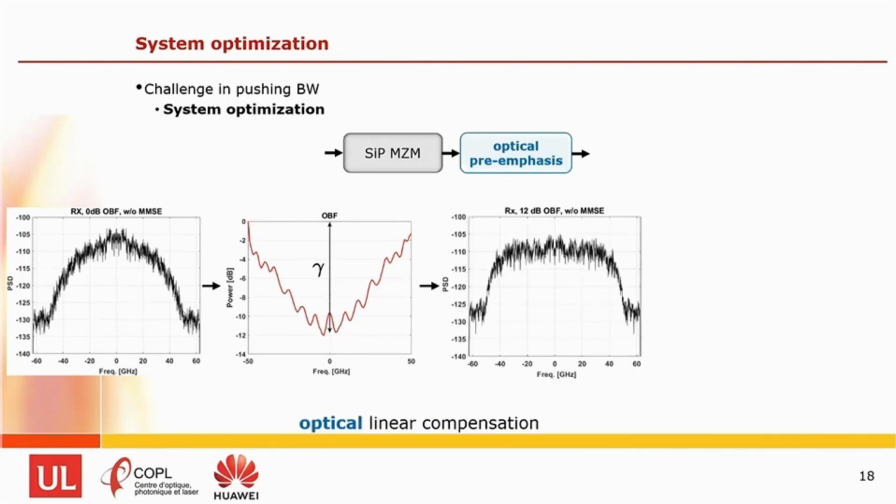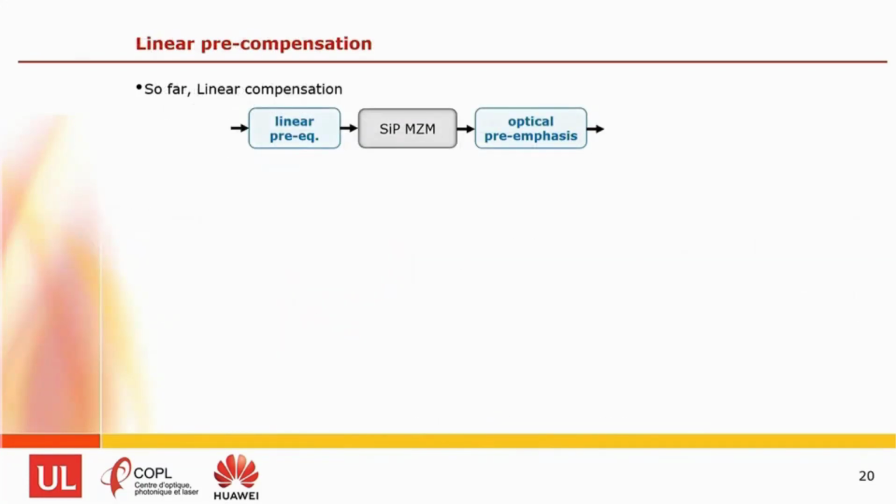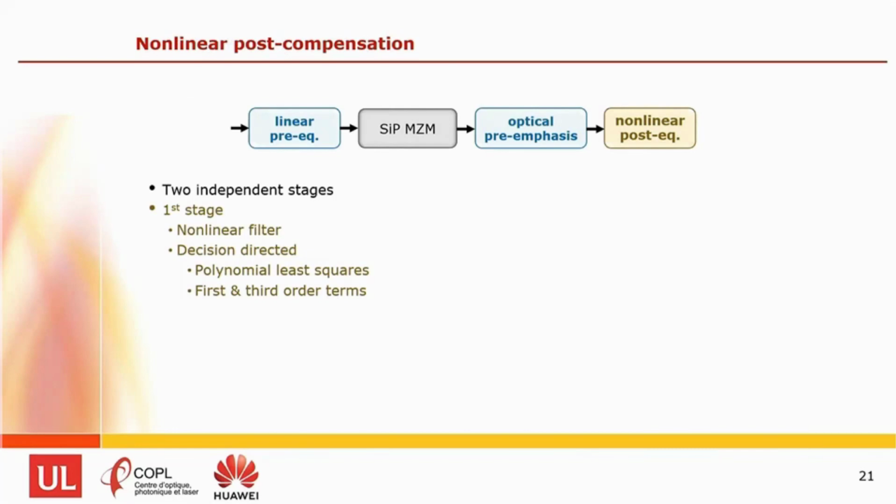Then I put in a digital pre-equalizer. So I'm splitting it between the optical and the digital domains, and I jointly optimize that so I can get the best linear response I can from this modulator. So I've done the linear pre-compensation so far, and now I start looking at what I can do at the receiver side. What can I do for my post-compensation?